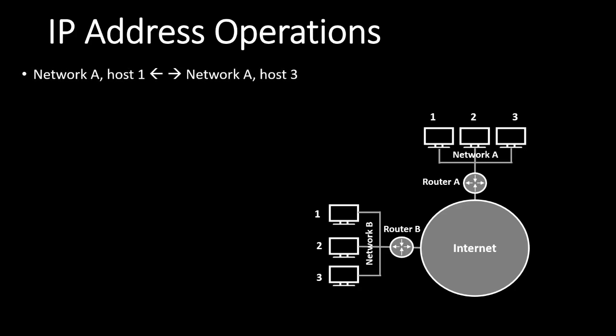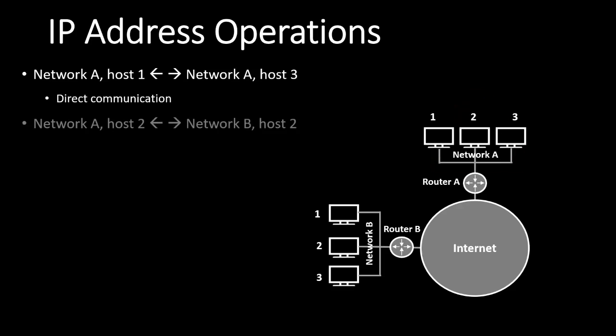So first of all, if network A host 1 wants to communicate with network A host 3, which is this communication here between these two devices over the same network, they can send the traffic directly between them, and the traffic can go over the network directly between these two hosts without passing over any gateway. But how about if network A host 2, which is this device here, wants to communicate with network B host 2, which is this device here?